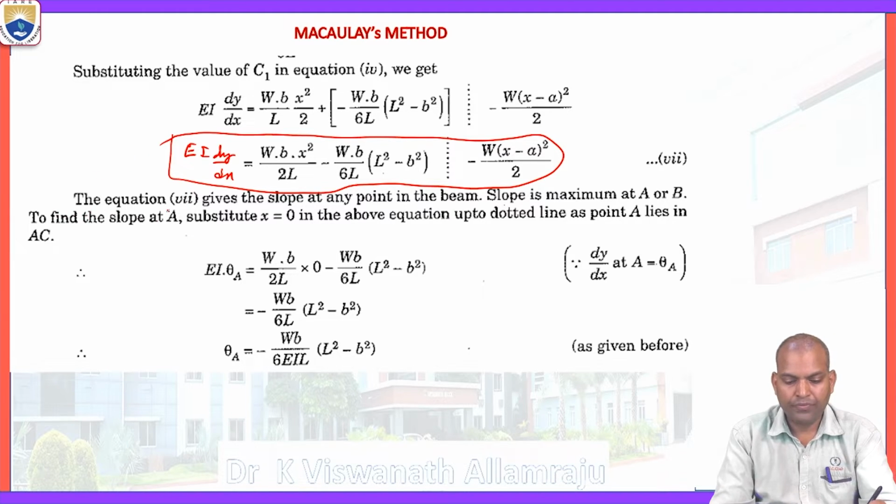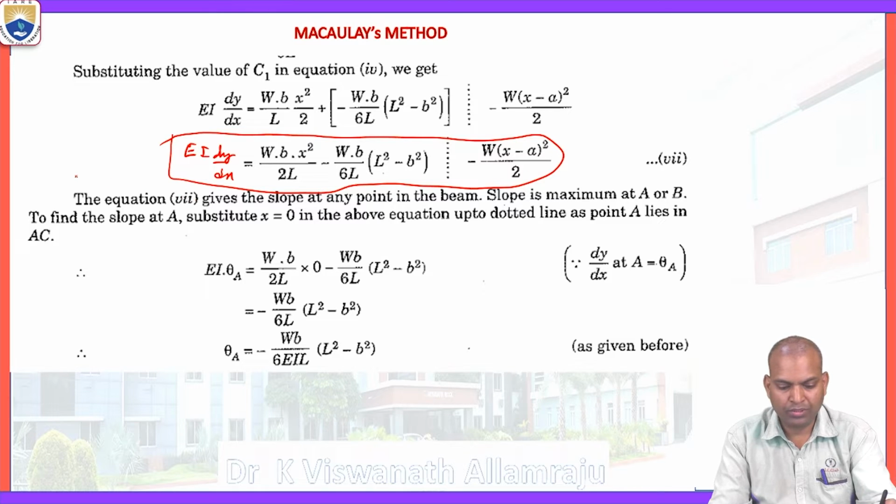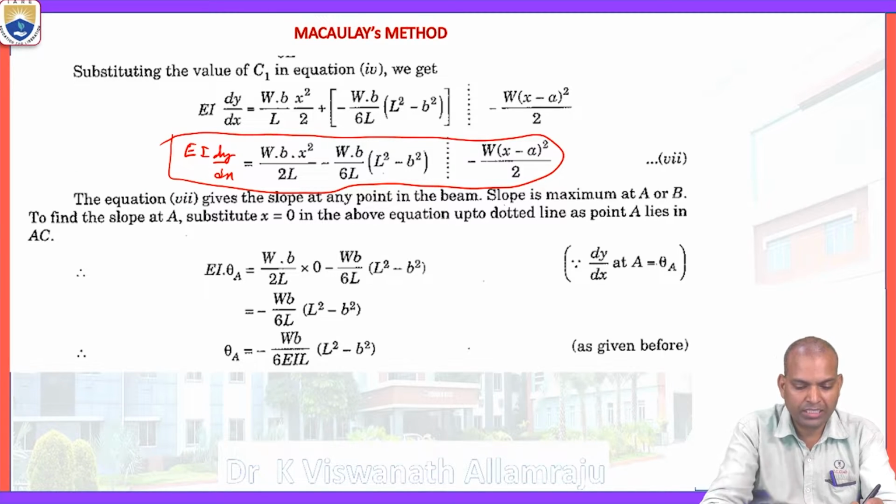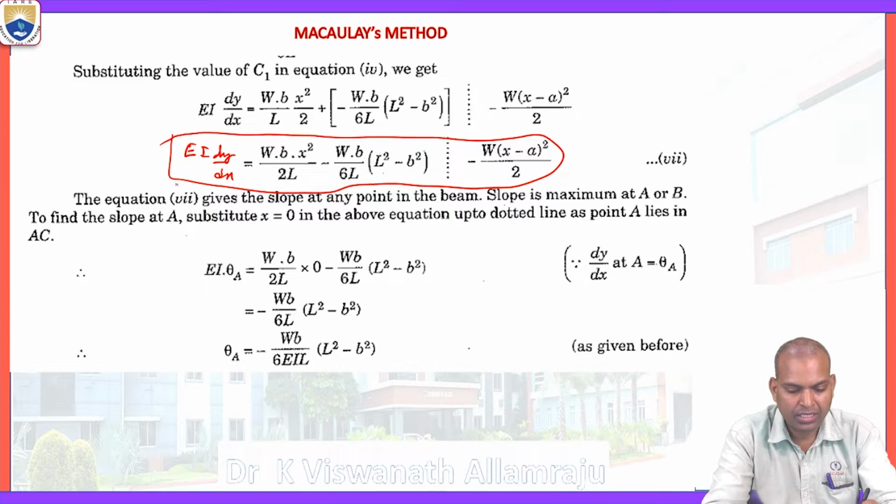Now, if you want the maximum slope value at A or B, then x equal to 0. If you substitute x equal to 0 in equation 7, we will get the slope at support A.